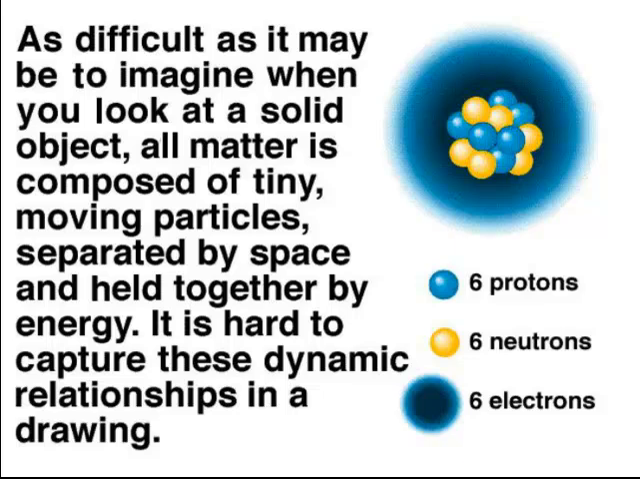So atoms are small particles held together by energy. At the center of the atom is the nuclear region, the nucleus, and this is a densely packed region, and around it are the electrons, the electron cloud, and it looks like a diffuse blue area on this slide.